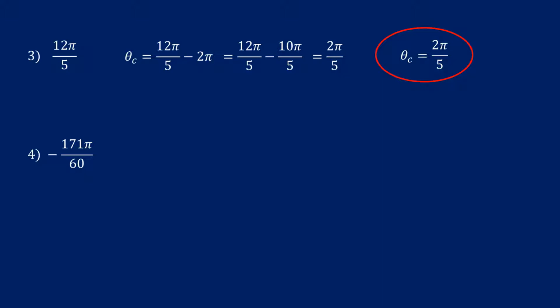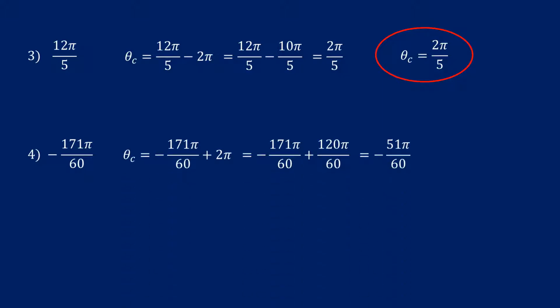Consider negative 171 pi over 60. Because I am in radians, and because the angle is negative, I will add 2 pi. So I must get a common denominator of 60. So negative 171 pi over 60 plus 120 pi over 60 is negative 51 pi over 60. And while this is a coterminal angle, it is still negative, so it is not the least non-negative angle. So I must add again.